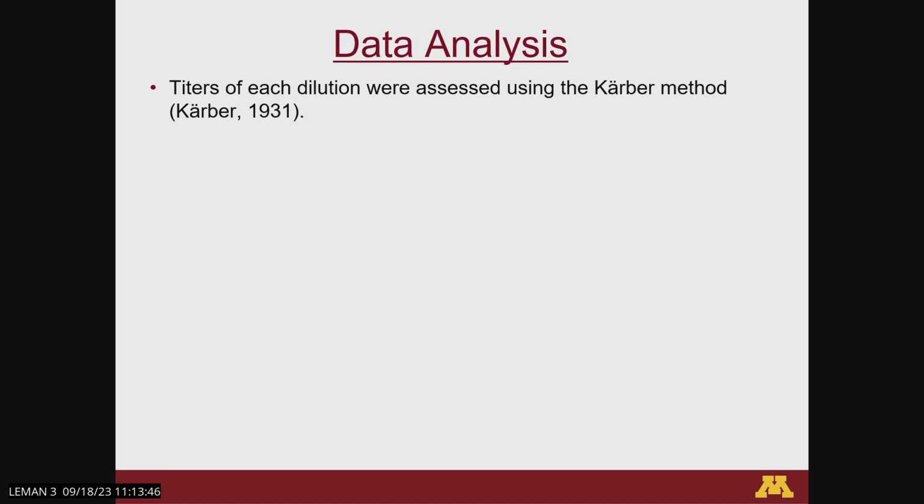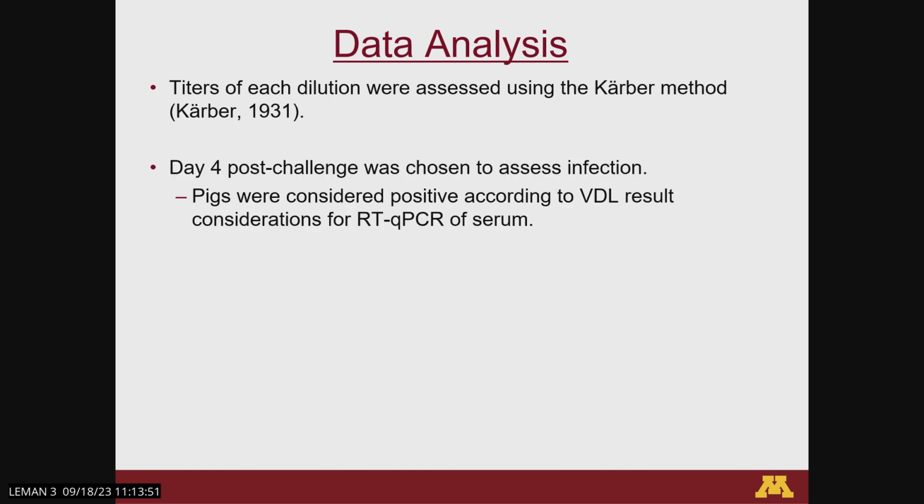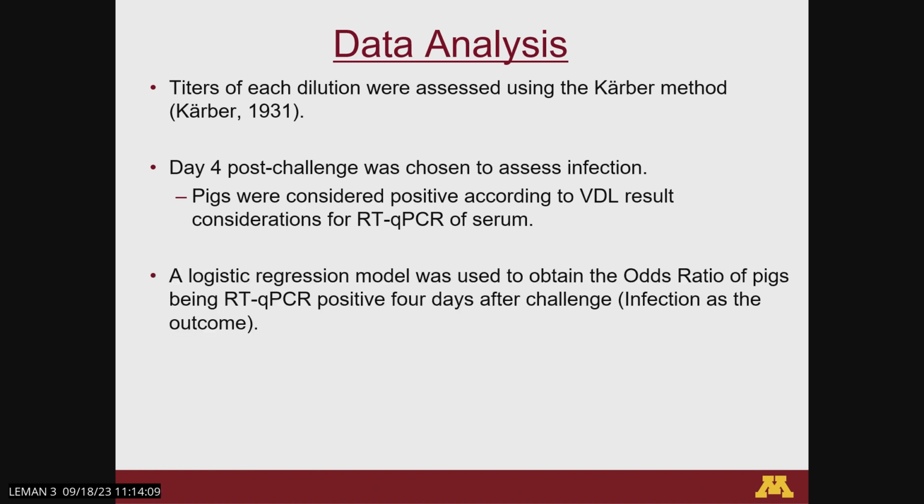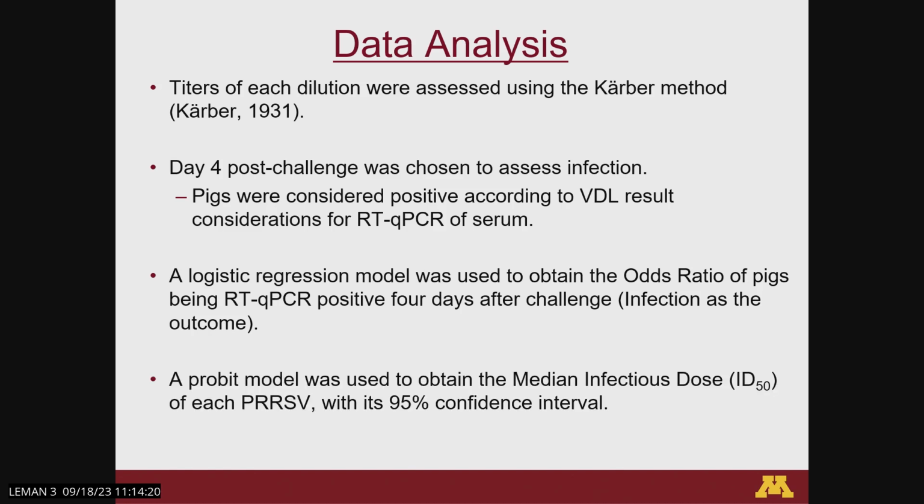So how was the analysis done? Again, titration was done through the Carver method. We chose the post-challenge as the comparison to assess infection. We considered pigs positive if they had a CT value below 40, according to recommendations from the BDL. We used a logistic regression model to assess the odds of the pigs being positive at day 4 post-challenge, and also, to assess the median infectious dose, we did a probit model with its 95% confidence interval.